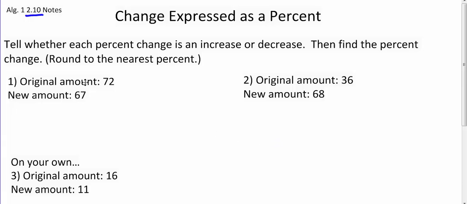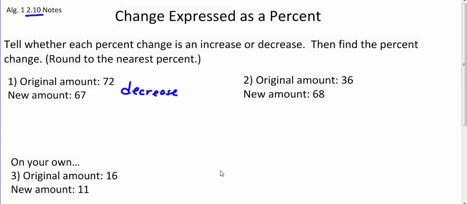I'm obviously over it. Tell whether each percent change is an increase or a decrease, then find that percent change. So on number one, we start with an amount of 72. The new amount is 67. To answer the first question, is that an increase or decrease? I just look at the change. That's moving downward, so that is most definitely a decrease.